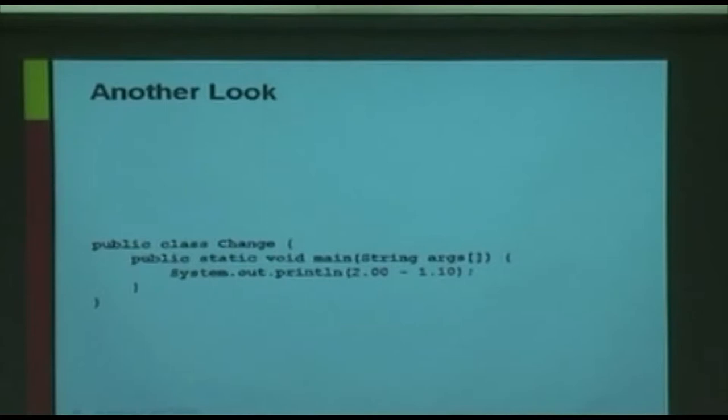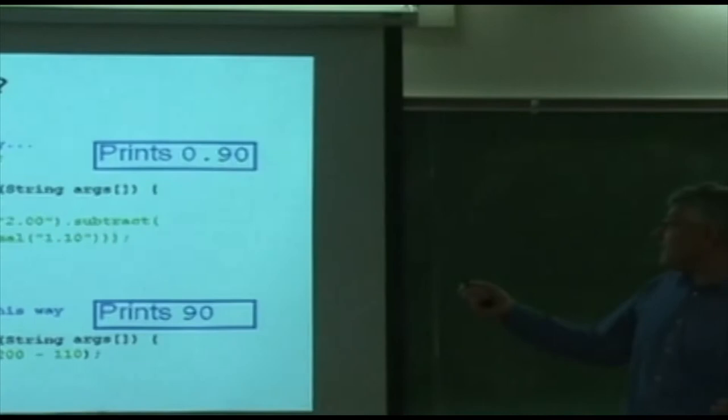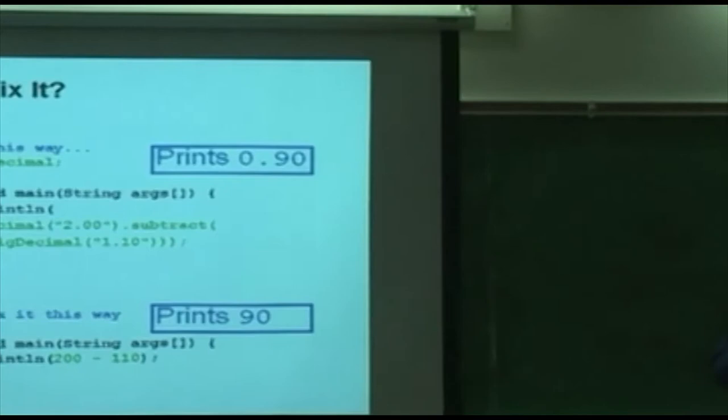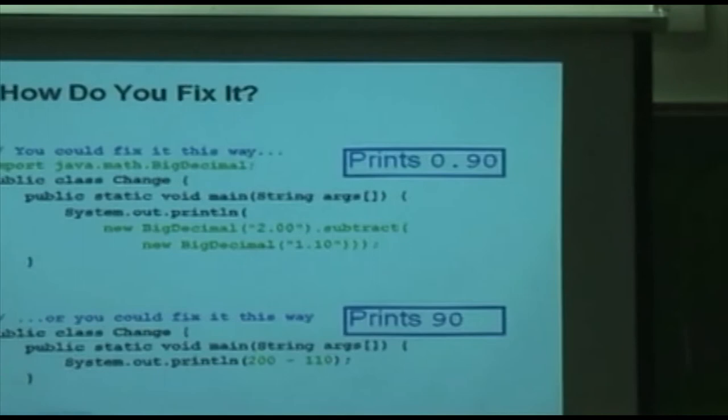It's sad, but it's true. So, how do we fix it? Well, here's two ways to fix it. One is you can use BigDecimal, which is a class for representing arbitrary precision, fixed point, decimal quantities.